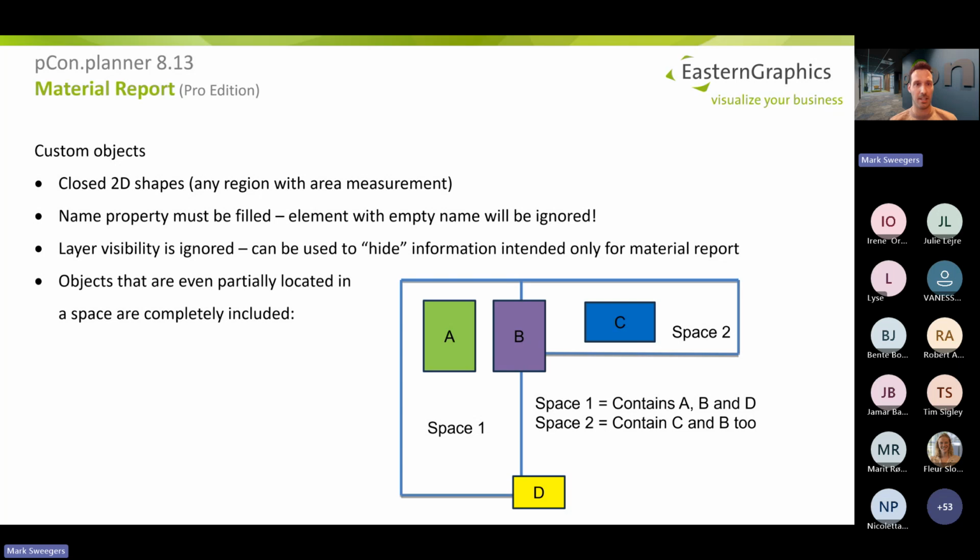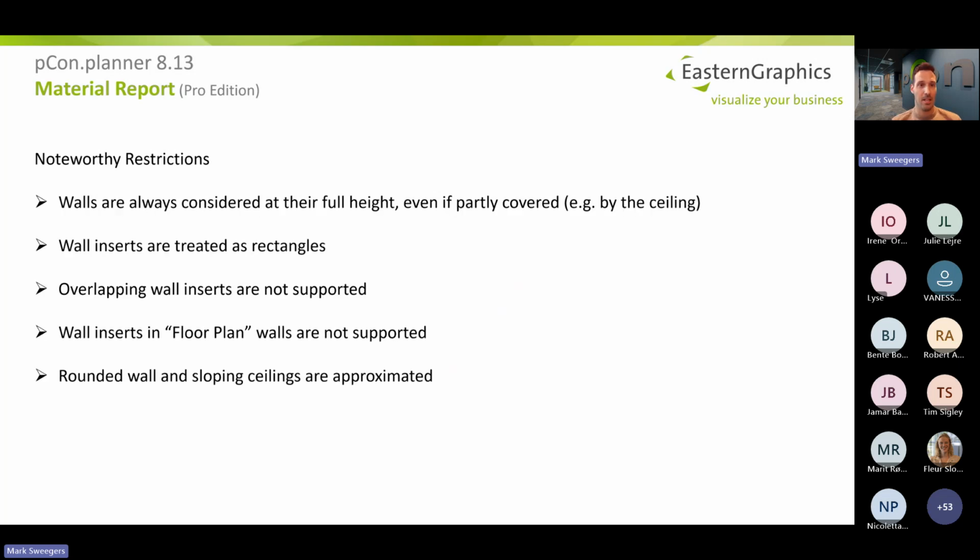Within pCon.planner, the name property must be filled, so elements without a name will be ignored. And as I said, objects that are even partially located in the space are completely included on different tabs in this case. Before I showcase the Excel file, some noteworthy restrictions.